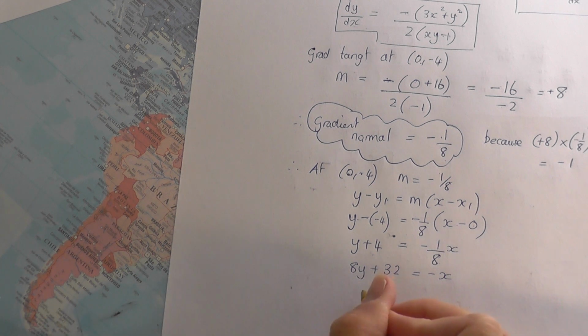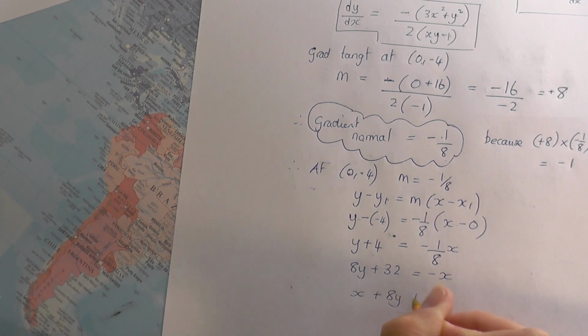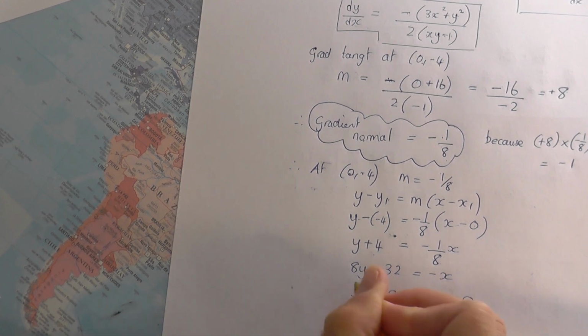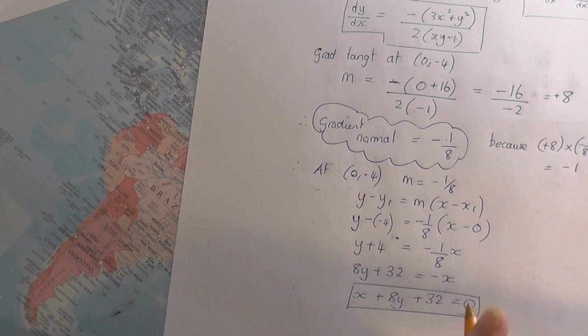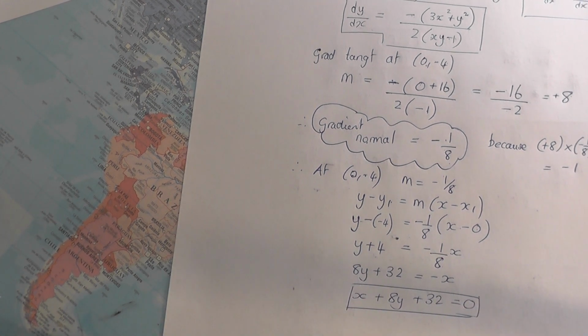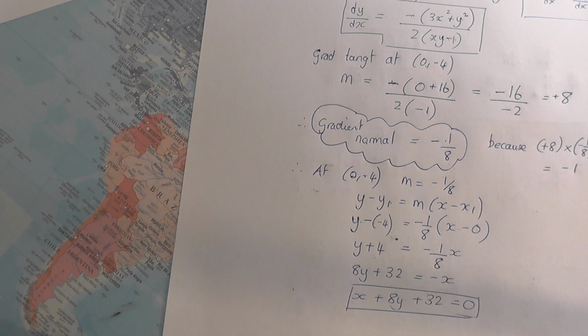Perhaps you'd see it written down like this. You might see it as, take the -x over, you get x plus 8y plus 32 equals 0. And there you go. There's the equation of the normal written in A-level format with no fractions. And that's the end of the question.